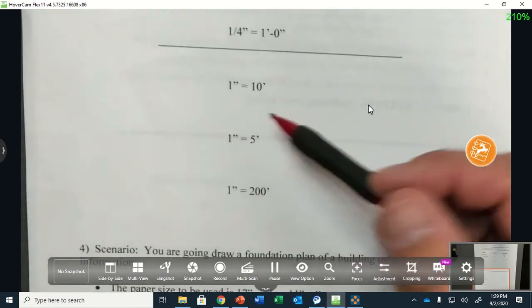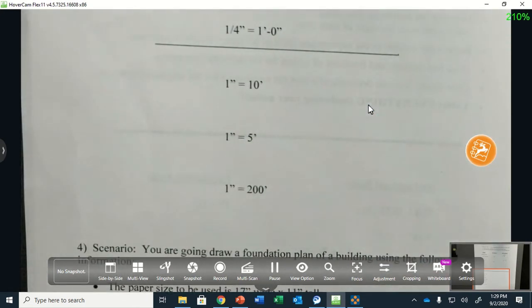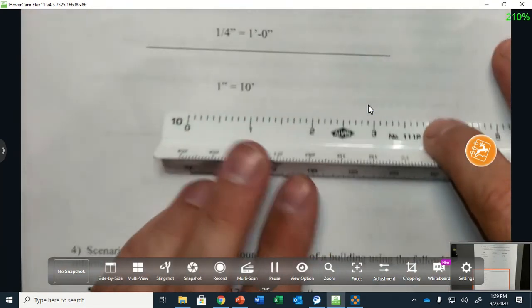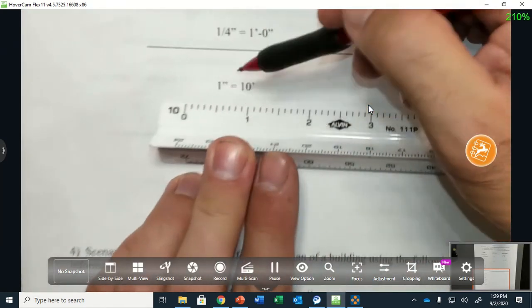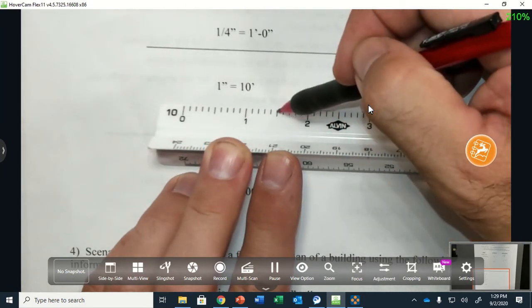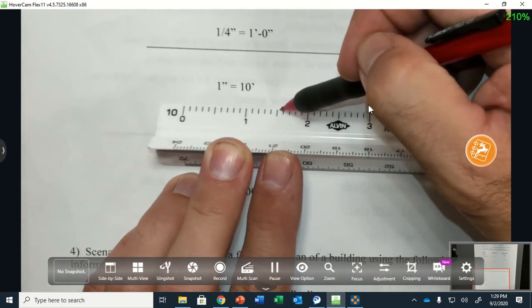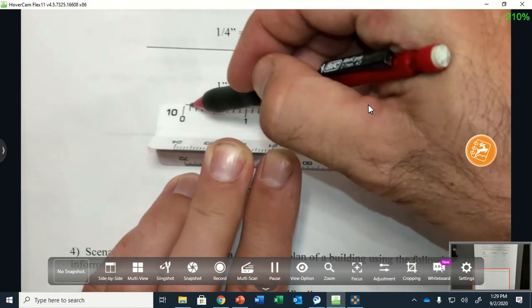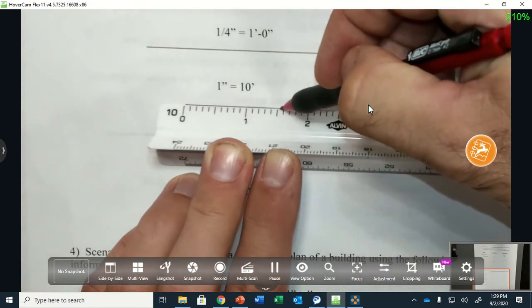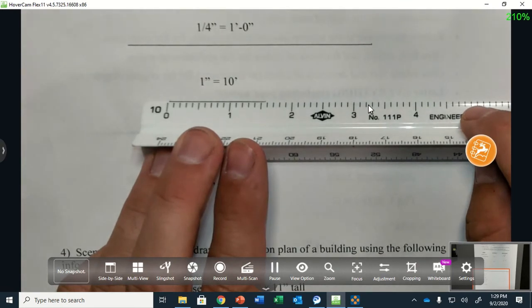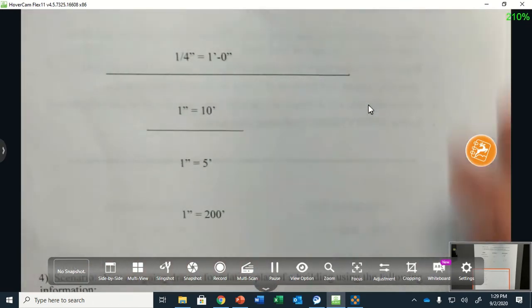Now if I do 1 inch equals 10 feet, I got to find the 1 scale, my engineering scale. Okay, so this is 10, so that means this is 15, right? This is 16, but I want 15 and a half, so that's halfway in between. So I go like that. Did I make sure I did it? Yep. Halfway between 15 and 16. So that's 1 inch equals 10 feet.